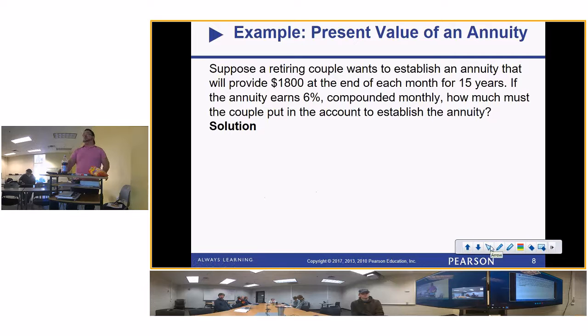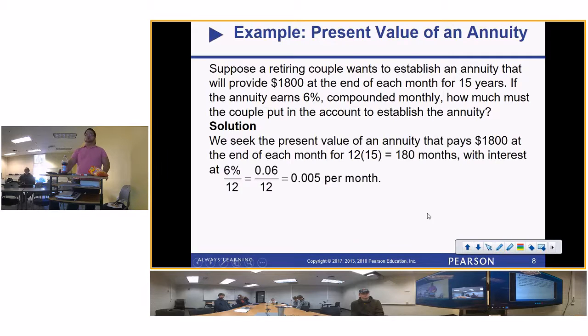So this is what kind of payment you're going to need. First of all, you've got to do this. This is the very important part. Rate, R over N. Go ahead and do that. You also got to think, 12 times 15, that's NT.